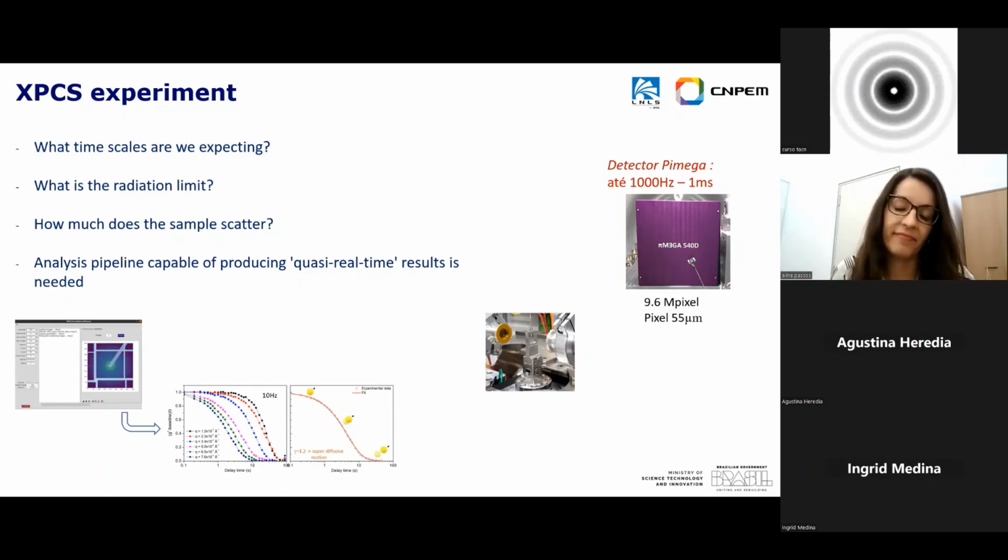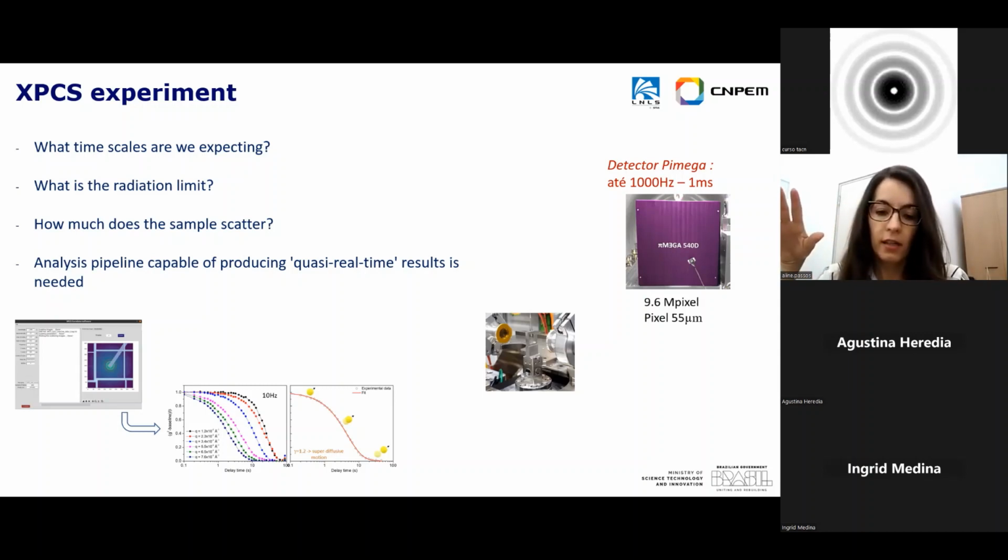And another question about the beam damage. You need to check the beam damage first in order to see what time scale you have to use for your experiment. Yeah, so we have different approaches. First thing, we do fast SAXS, because if you have the dynamics and your sample is not damaged, it's expected to not see any change in the SAXS profile.